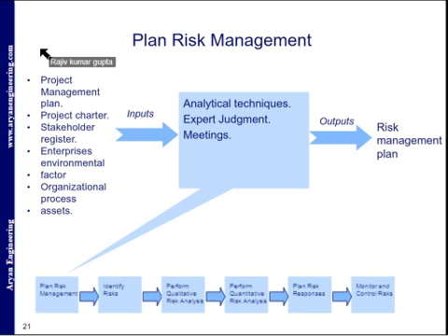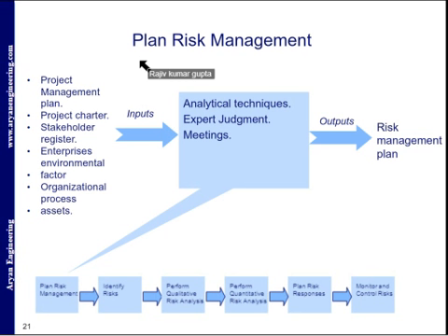Now, plan risk management. Plan risk management is the process of defining how to conduct risk management activities for a project. Here are the inputs. I hope everyone remembers these: project management plan, project charter, stakeholder register, enterprise environmental factors, organizational process assets. These are the tools: analytical techniques, expert judgment and meetings, and our output is the risk management plan.